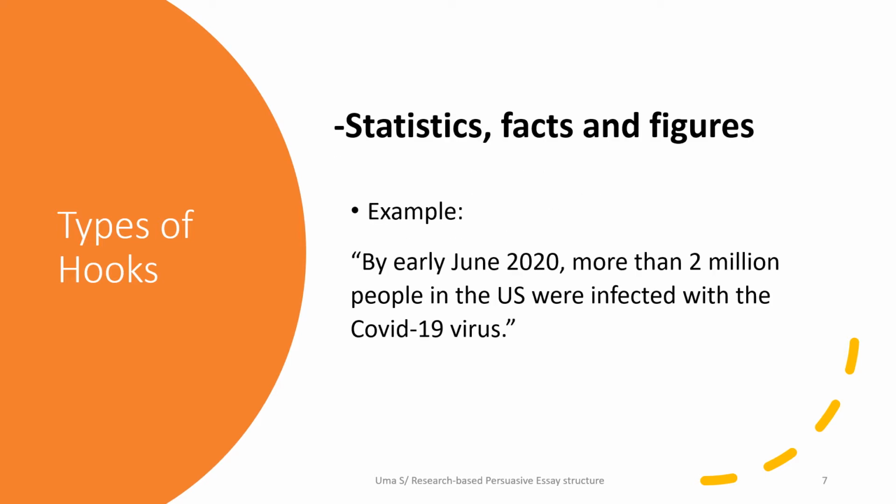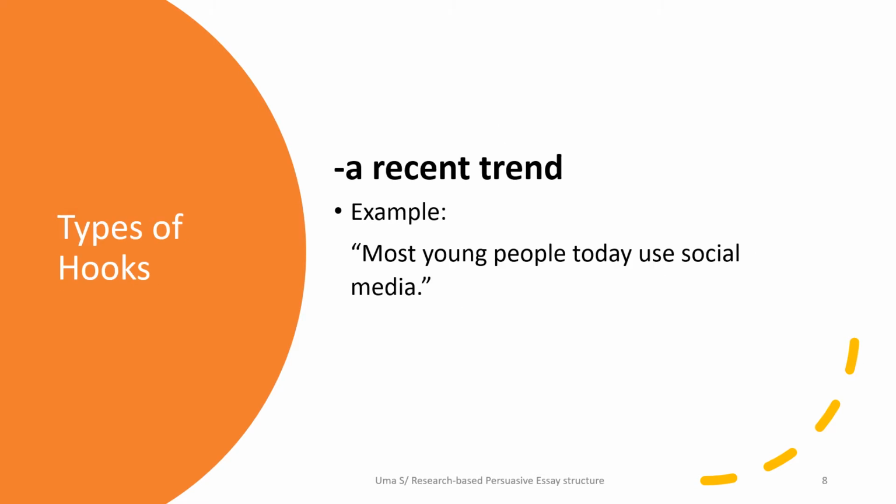Another hook that is often used is statistics, that is, giving facts and figures on the topic. Here's an example. By early June, more than 2 million people in the US were infected with the COVID-19 virus. The third type of hook is the use of a recent trend. In an essay on teenagers' addiction to social media, a good hook might be this: "Most young people today use social media."